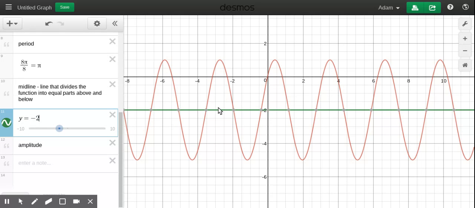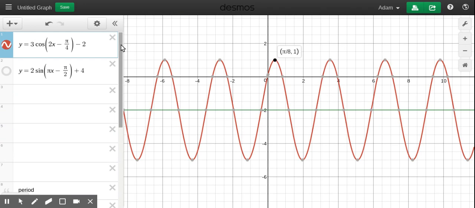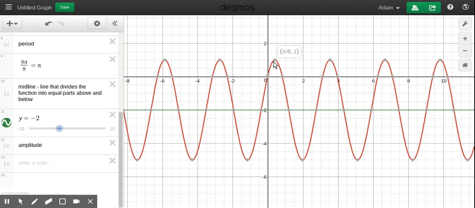The amplitude is the distance that you would travel from the midline up to a peak. So if this is at pi over 8, comma 1, you came from negative 2 and went up to 1. How far up did you go? Well, the amplitude would be 3 units.